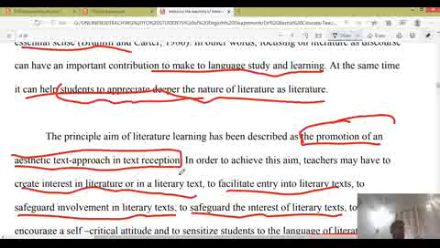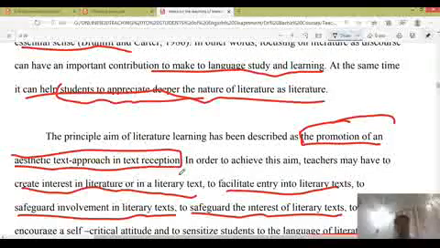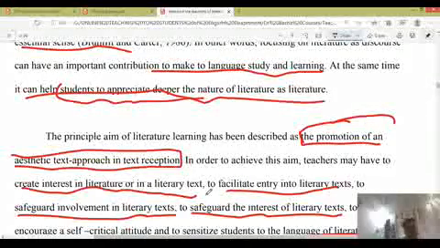Like, I mean, you have to take the text of any kind, right? Aesthetically. Aesthetically means that you must find some beauty in the given text. And if you look for some beauty in the text given, that would be a superb approach to understand literature. So to get this aim fulfilled, the teachers need to create interest in literature, in a literary text.